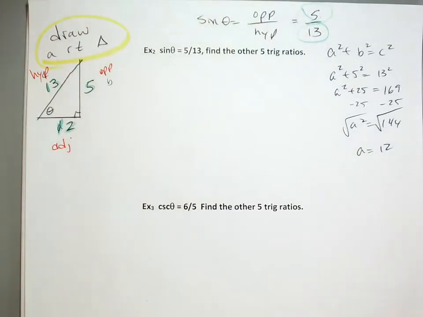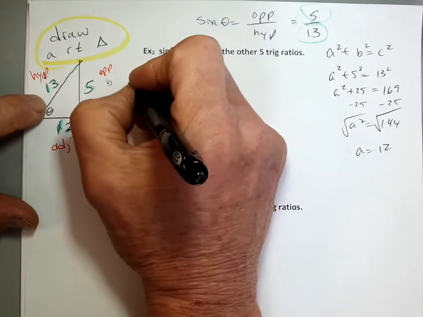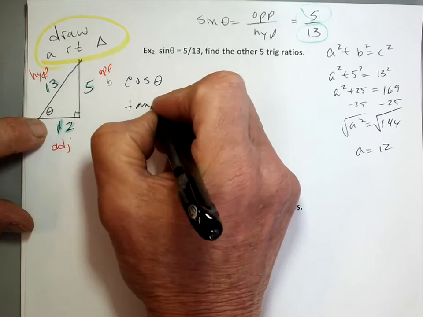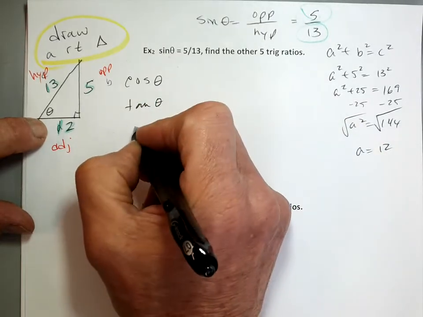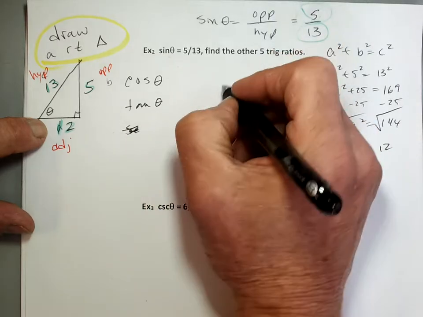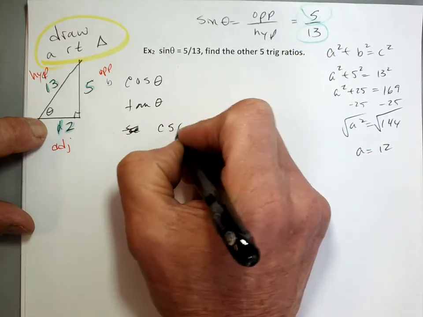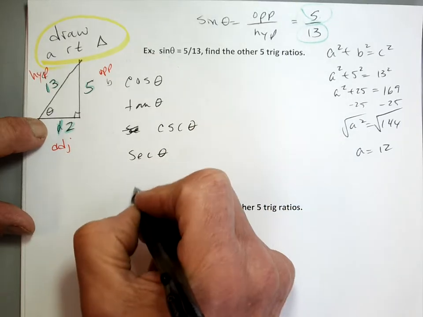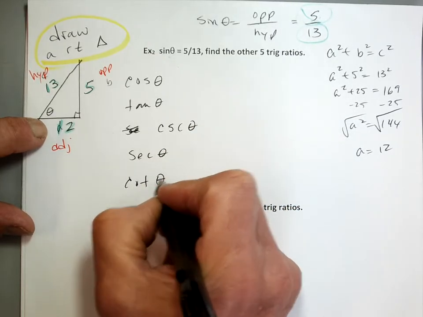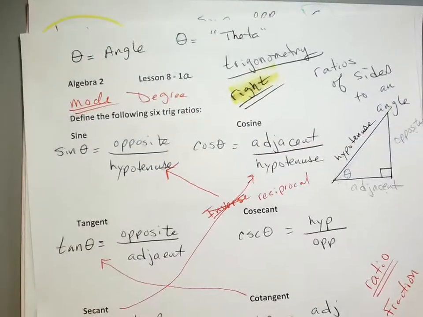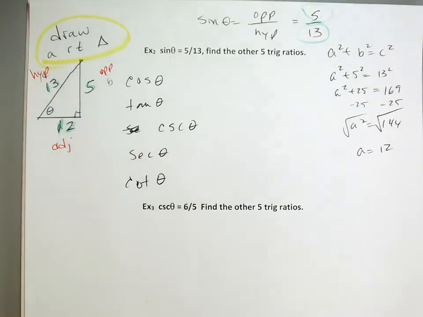And then I'm just going to go ahead and do what I did before. I know sine. So I'll go cosine of theta. I'll do tangent of theta. I'll do cosecant first. I'll do cosecant of theta. I'll do secant of theta. And I'm going to go cotangent of theta, right? And I'm just going to use my notes, my ratios that we looked at before.